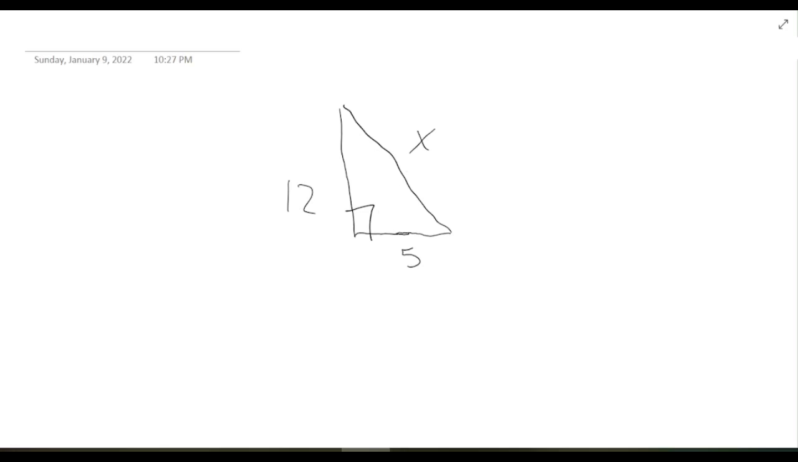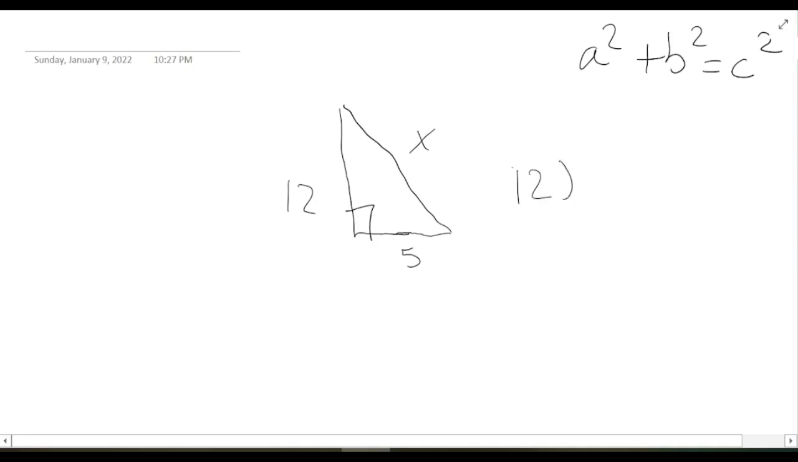So let me just write the Pythagorean theorem in the corner, just so we can remind ourselves. A squared plus b squared equals c squared. C being the longest side. This c stands for this hypotenuse right here, the longest side. So we can plug in 12 and 5 into the Pythagorean theorem. So let's do 12 squared plus 5 squared equals c squared. And c is x because we don't know what it is. So x squared.